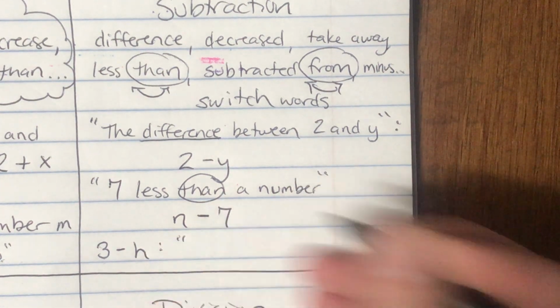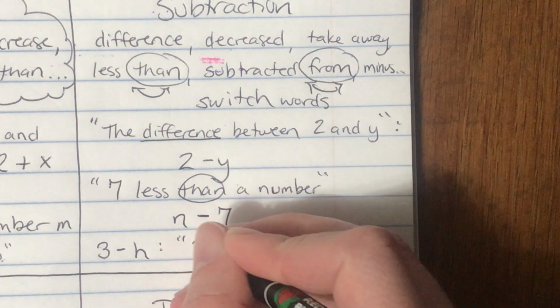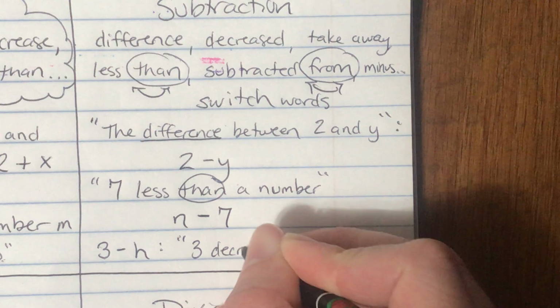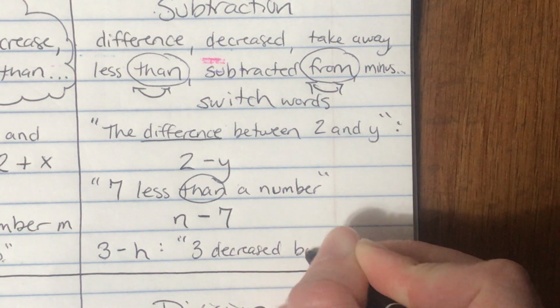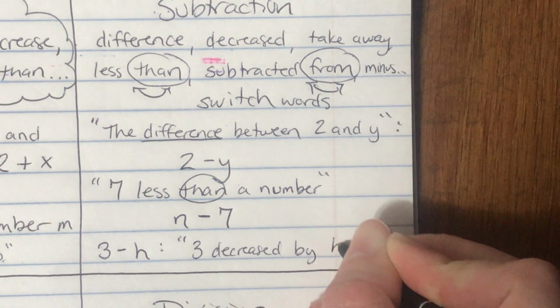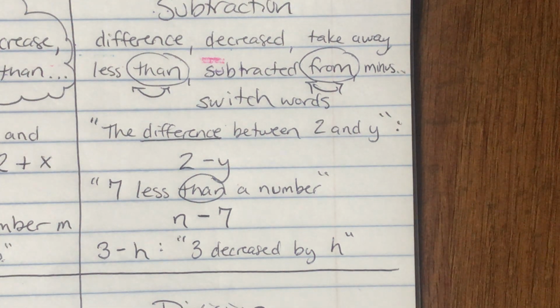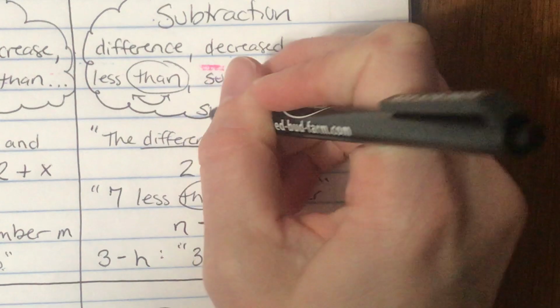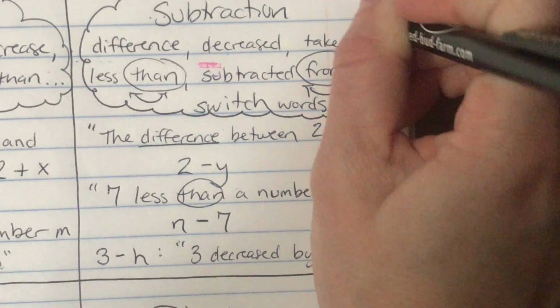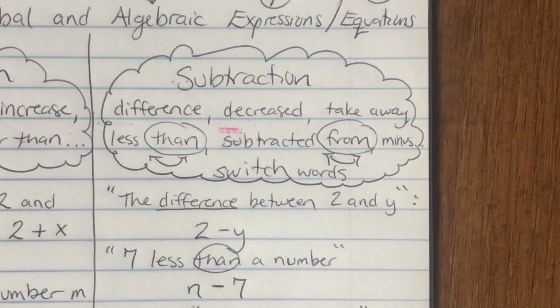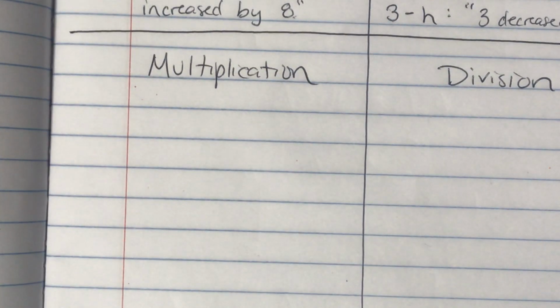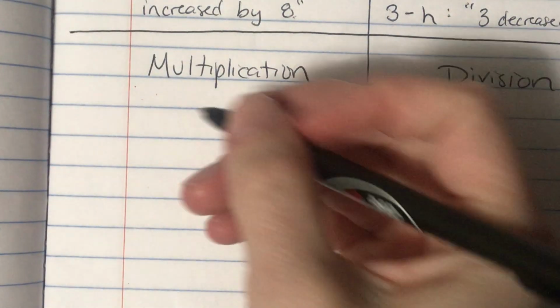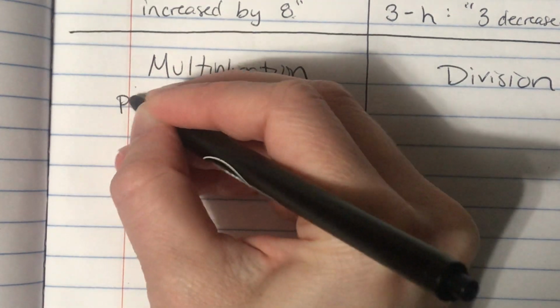So I'm just going to pick one. Let's say decrease. So 3 decreased by a number h, or I'm just going to put h. All right, so there is our subtraction words. Again, put a cloud around those, especially the switch words. Keep those in mind as you practice with subtraction. All right, 2 more words. Multiplication. Of course, the fancy word for multiplication is product.